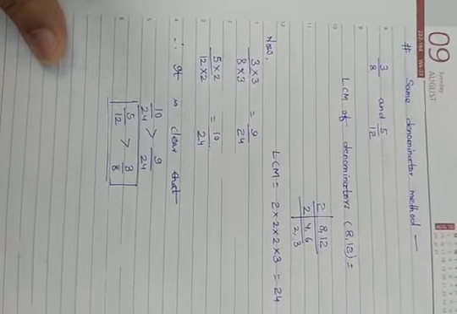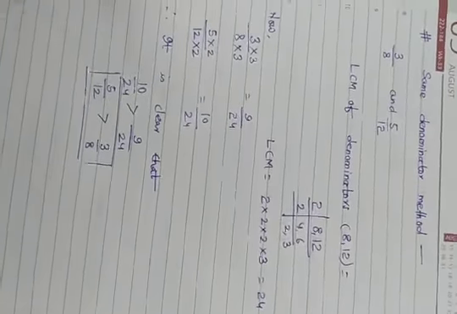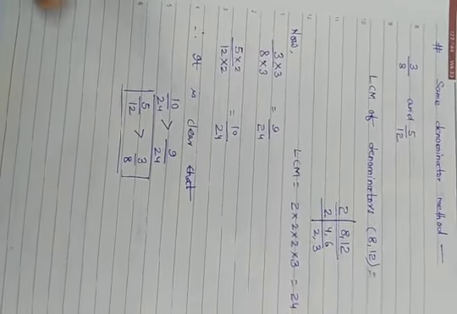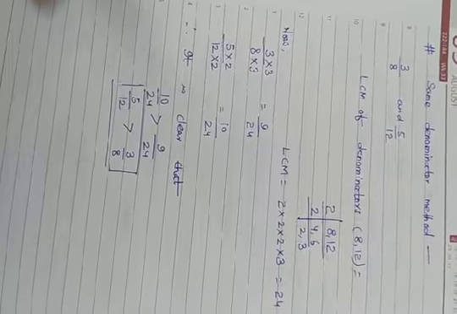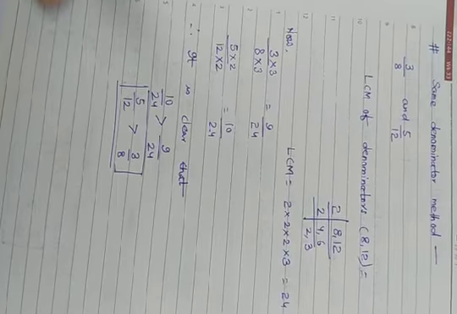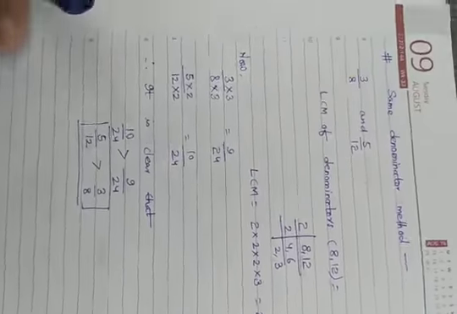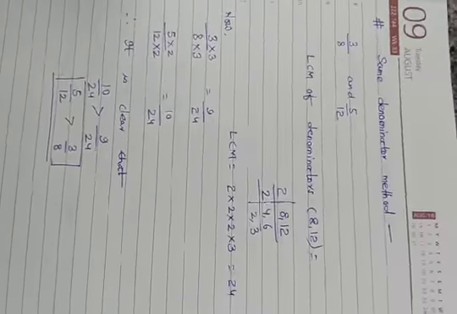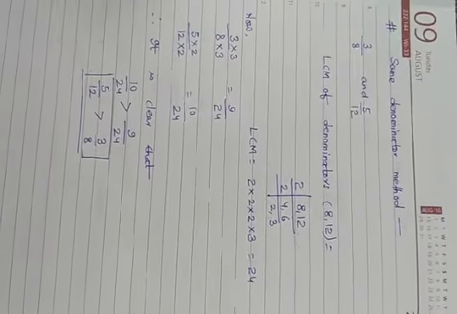In this same denominator method, again I have taken the same example, 3 by 8 and 5 by 12, which you have just witnessed. In a fraction, the denominator is the lower part. It means here 8 and 12 are the denominators in both fractions. The LCM will be found out. The LCM of 8 and 12 we get here as 24.